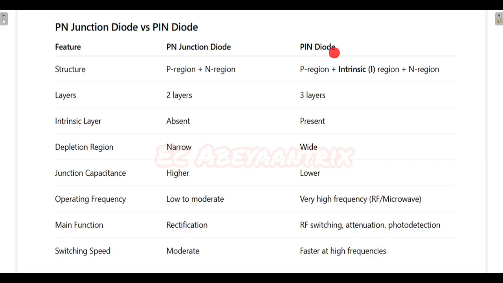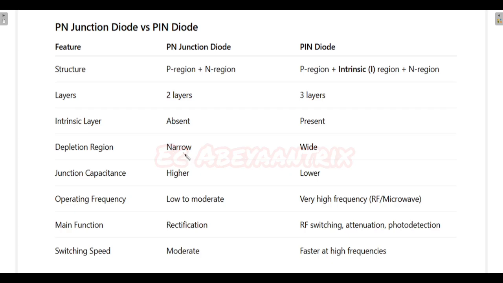And coming to PIN diode, there will be three layers, right? Three layers: P region, the center region called intrinsic or I region, and N region. So two layers in PN junction diode, three layers in PIN diode. In a PN junction diode there is no intrinsic layer, and in PIN diode, that's the extra layer.